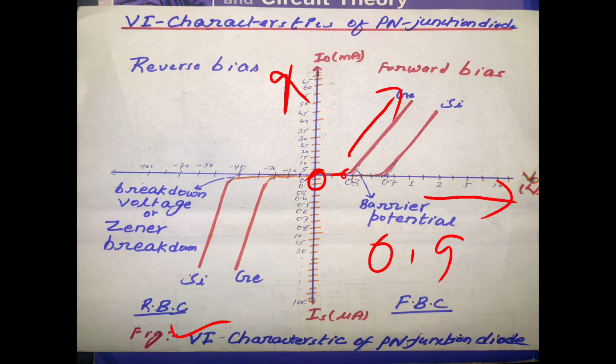Then you will notice here that the barrier potential for the silicon is 0.7 volt. So the biasing potential is greater than the barrier potential. Now the current will start increasing in the silicon diode after the 0.7 volt. So this is our forward VI characteristic of the PN junction diode. Now let us see the reverse VI characteristic of the PN junction diode.